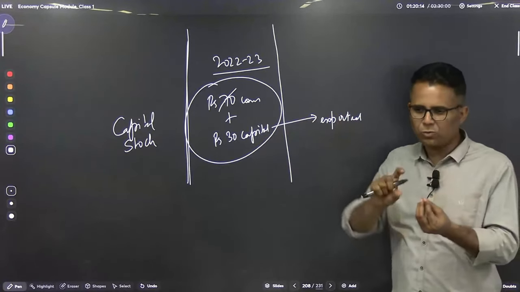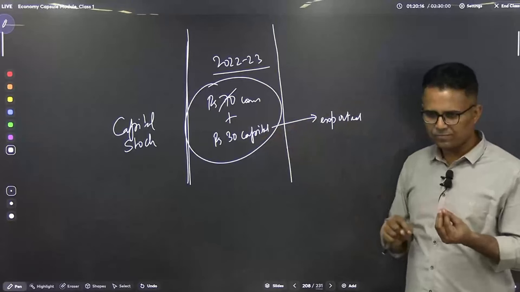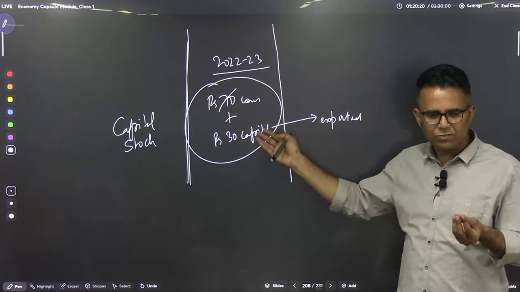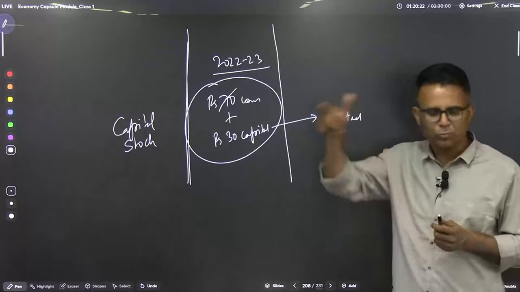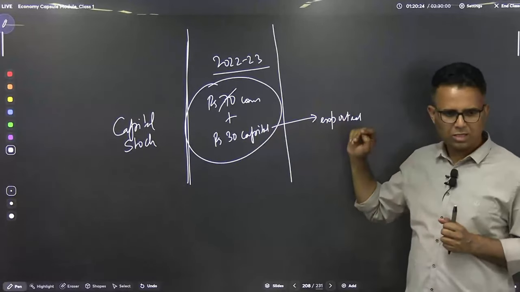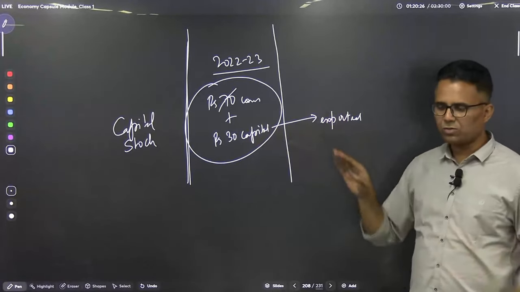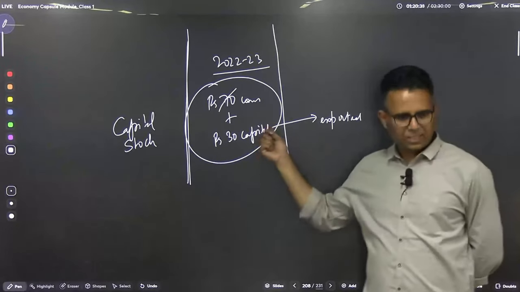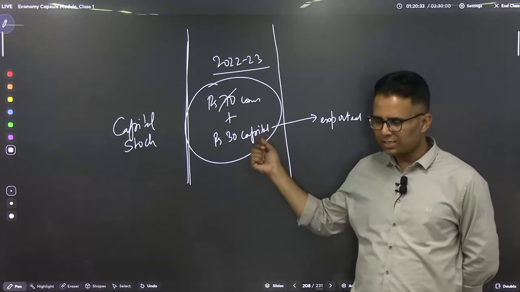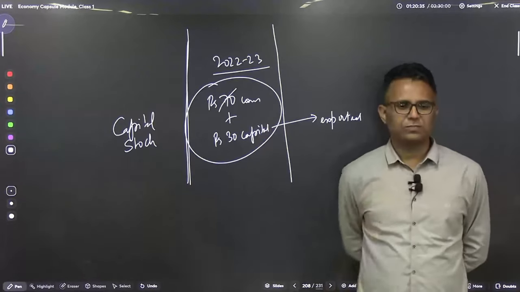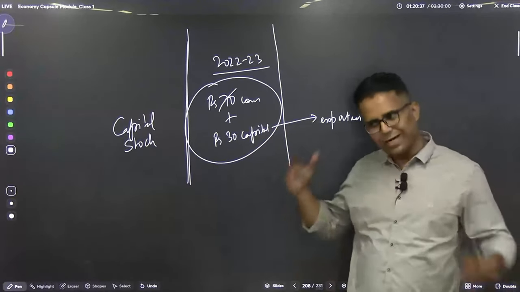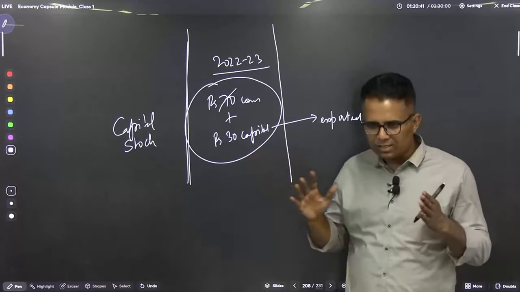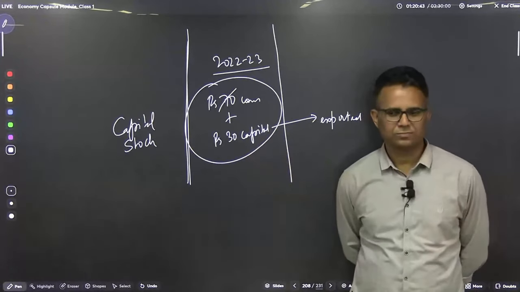What was the purpose of capital goods? To produce output. Now this is gone, so it is not working to produce anything. That means investment is zero. The purpose of investment is to produce more output. So when we export capital goods, it will be subtracted from our investment. Of course, we'll get currency notes, but that is not investment.